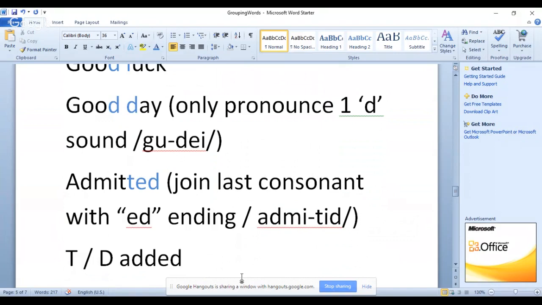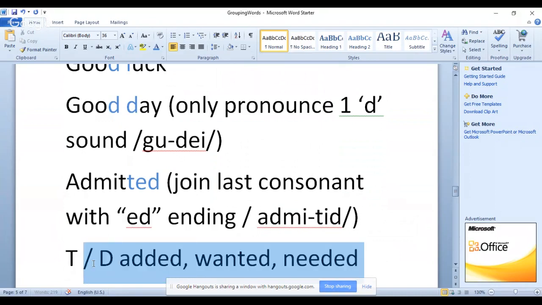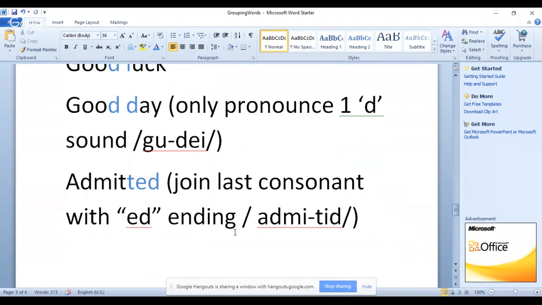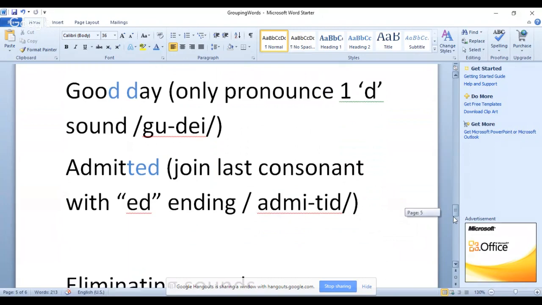Yeah, no, thank you. Okay. I mean, we have wanted, needed, which are also very common. Wanted, needed. So good. Perfect. Well, we have that. That's fantastic. And moving down.